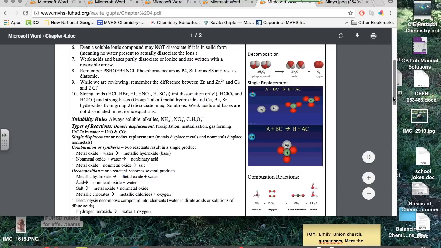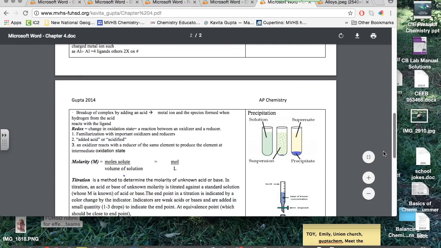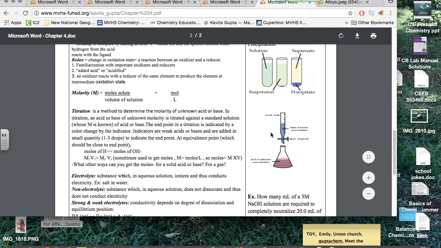Titration is where the moles of H+ become equal to moles of OH-. Remember, we often call it M1V1 = M2V2, but really what we are doing here is moles of H+ equal to moles of OH-. Know these terms like titrant and standard solution and so on. Remember, as you're titrating, the unknown typically is in the Erlenmeyer flask. You put the standard solution through here.